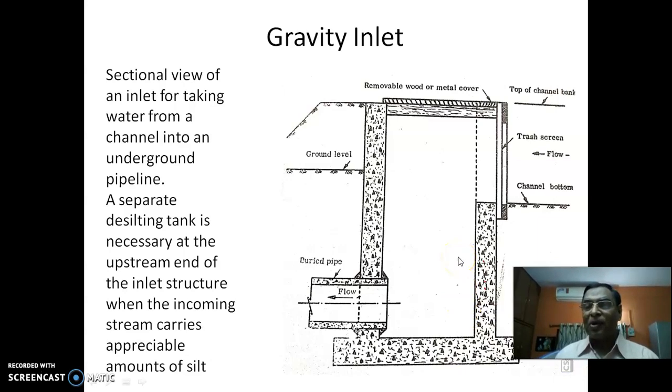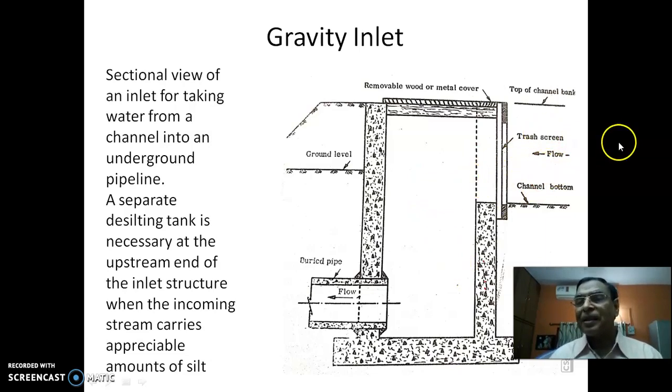Suppose you are drawing water from a channel. Channel water means not from a borewell but from an irrigation channel, which is a surface channel. This is a sectional view of an inlet taking water from a channel into an underground pipeline system. So you must have a desilting tank before it goes underground. Suppose this is the ground level. Now you are making this water enter this chamber. That's how a gravity inlet works, by gravity flow only.